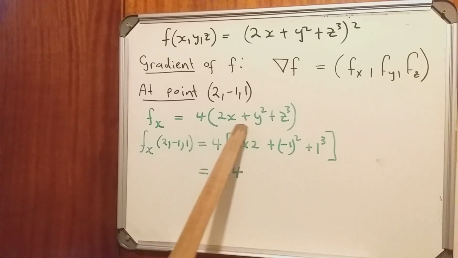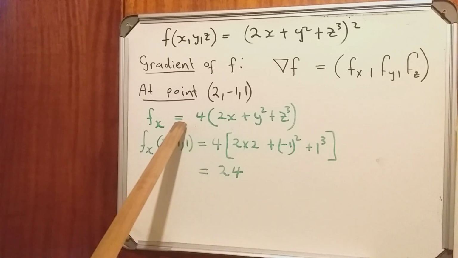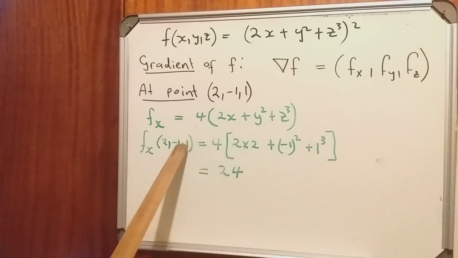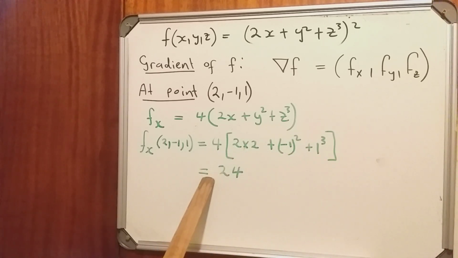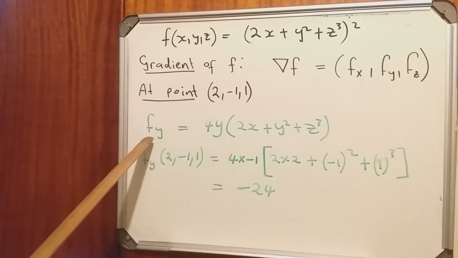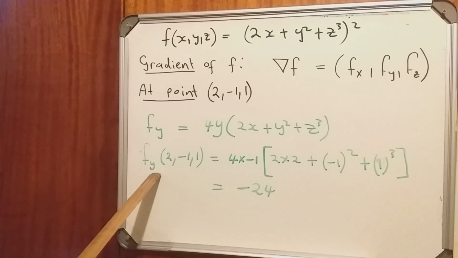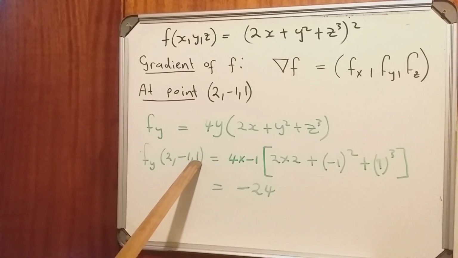So it will be plus negative 1 squared, plus 1 cubed, 1 cubed. So the answer, if you punch in your calculator, will give you 24. Okay. Now we are going to calculate the partial derivative with respect to y at point 2, negative 1, 1.